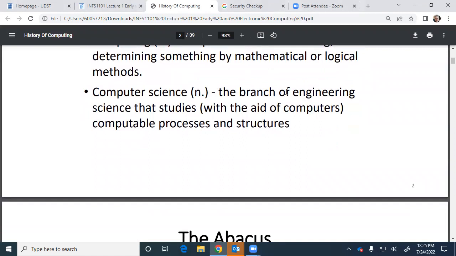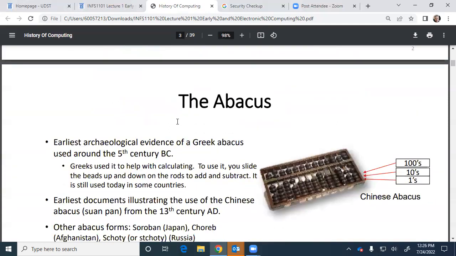But in computer science, and as it says here, it's a branch of engineering, where we look at doing computing processes and structures. Now, why is it a branch of engineering? Engineering is about building or making things, isn't it? You know, it's about changing things, whatever. And so computer science has now become that very physical thing.